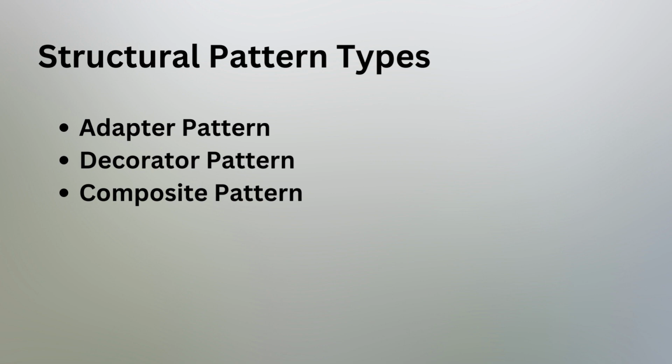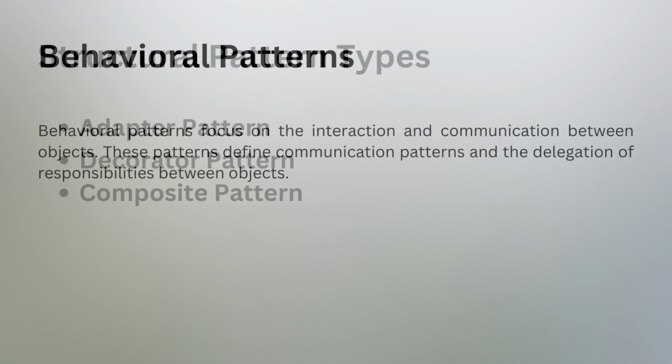Composite pattern. The composite pattern represents a tree-like structure of objects, allowing clients to treat individual objects and compositions of objects uniformly. This pattern is particularly useful when dealing with hierarchical data structures.